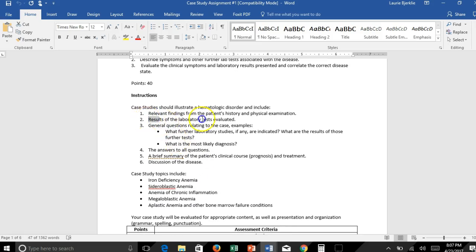The second part is you're going to do lab tests, of course. In the world of hematology, since this is a hematology assignment, we always want to run a CBC, a complete blood count. That should include your white count, all the different cells under your white count, so your neutrophil count, lymphocyte, monocyte, eosinophil, basophil. It should include your red cell count and your platelet count for sure.